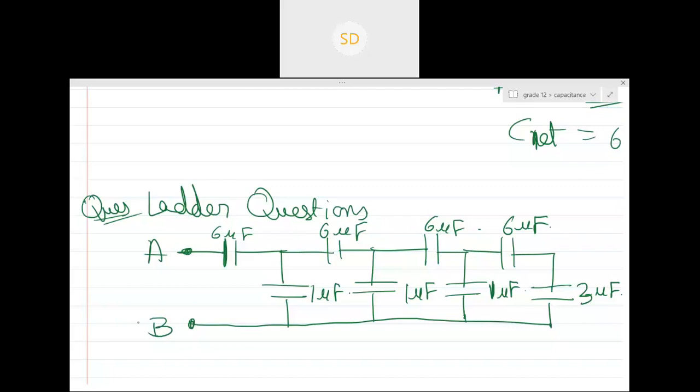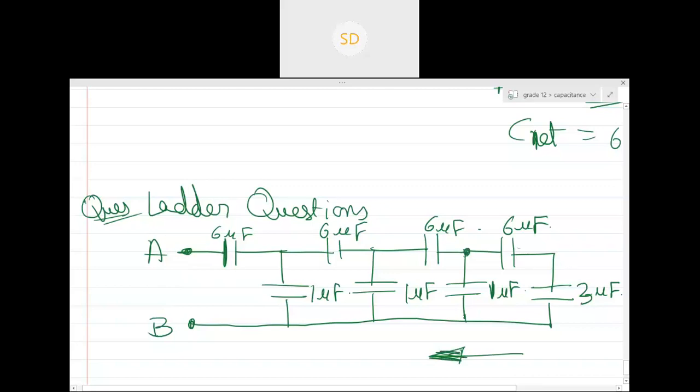Okay, sir. So now tell me, how exactly will you solve it across A and B? Now see over here. Start from the top. 6 and 3 will be in series. Always, always start from here. If you start going from the other side, then your answer will always come wrong. Always start from this direction. So basically 6 microfarad, 3 microfarad.